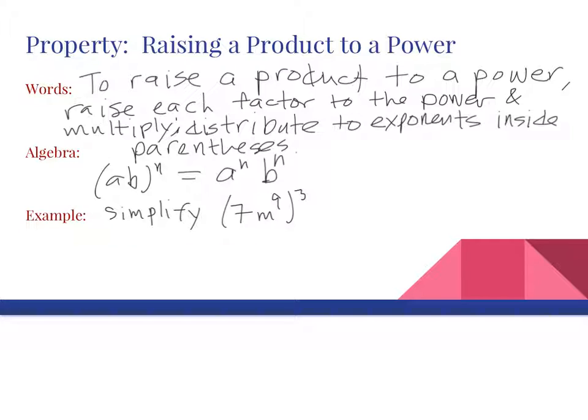As an example, we'll simplify in parentheses 7m to the 9th raised to the 3rd power. So 7 is really 7 to the 1st, and so we'll distribute that exponent of 3 to both the exponents in the parentheses. So I really end up with 7 to the 3 times 1, which is 3, and m to the 9 times 3, to give me 7 to the 3rd, m to the 9 times 3 is 27.